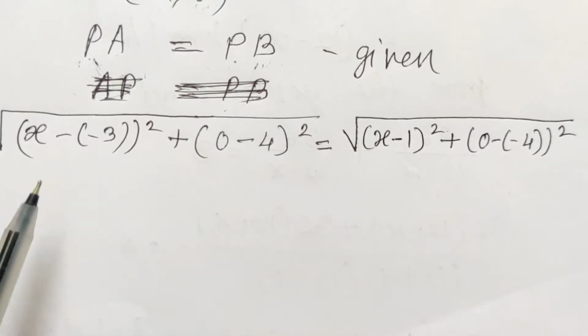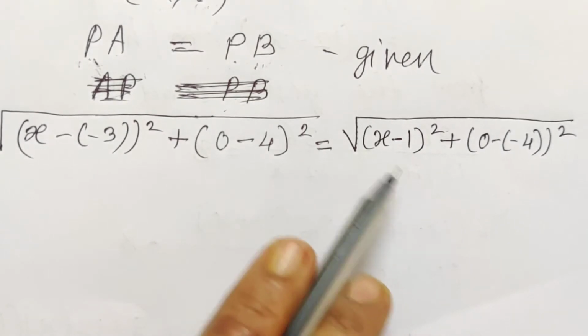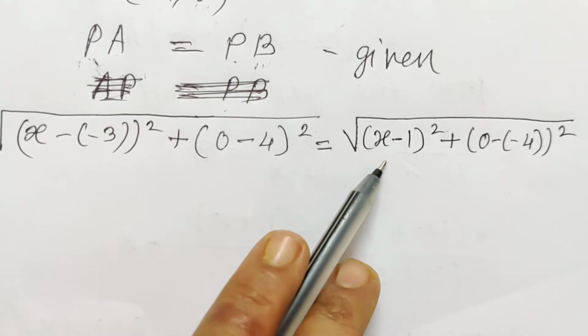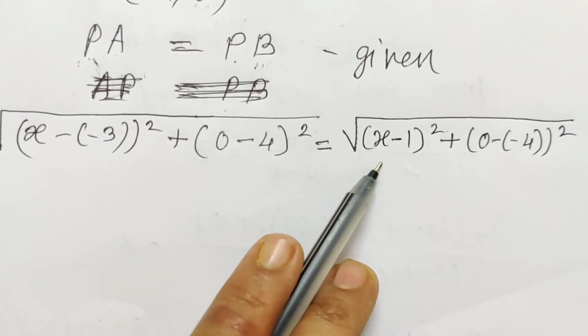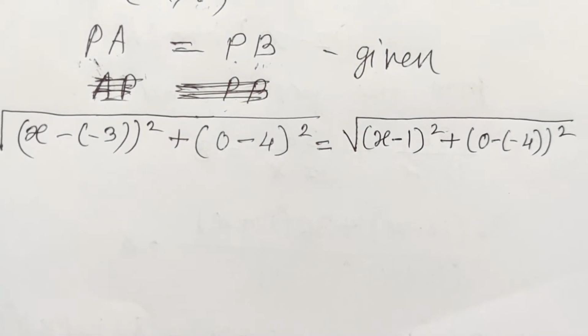Here P's coordinates are considered as x2, y2 and A's are considered as x1, y1. Here also, P's coordinates are considered as x2, y2 and B's coordinates are considered as x1, y1. Now we will solve it.